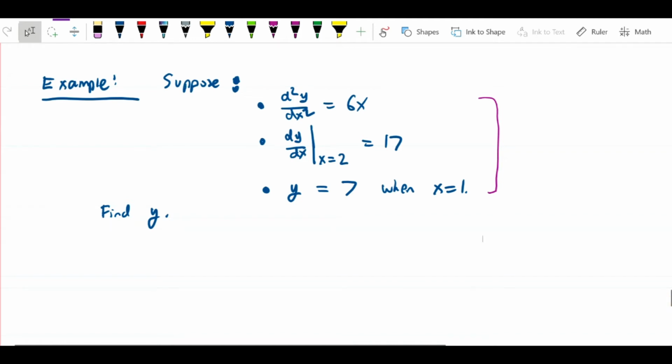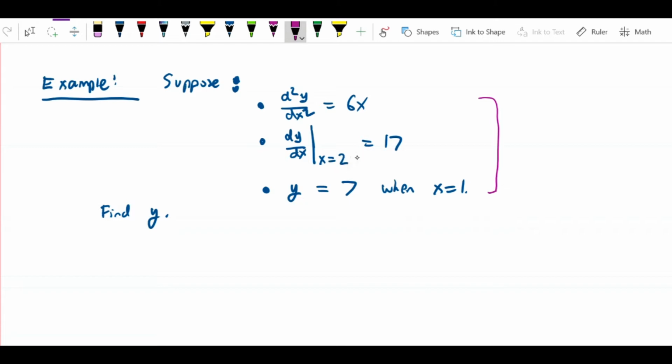So let's do an initial value problem that's a little bit more involved. This one is going to require a few different steps rather than being able to do it all in one step like we did with the previous one. So here's what we're given. We're given that d squared y over dx squared is equal to 6x. By the way, recall that d squared y over dx squared is just another way of writing the second derivative when y is a function of x. dy over dx is equal to 17, but I'm not saying it's the constant function 17.